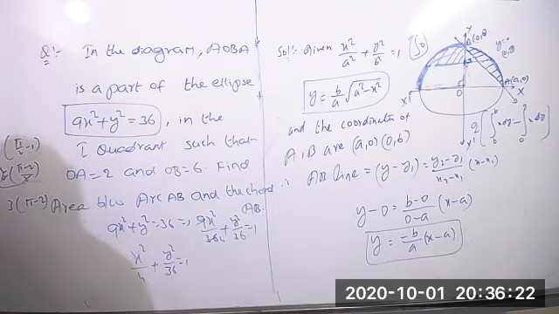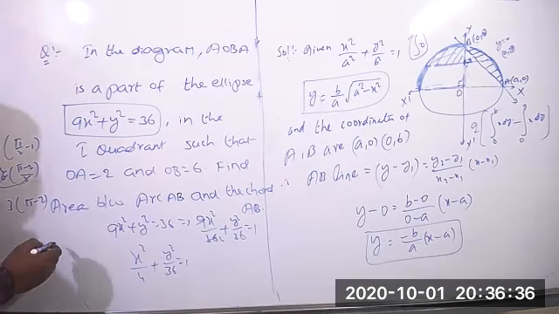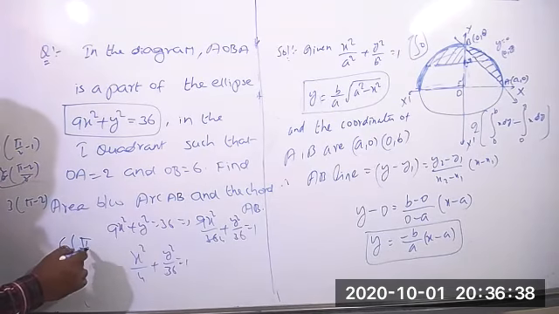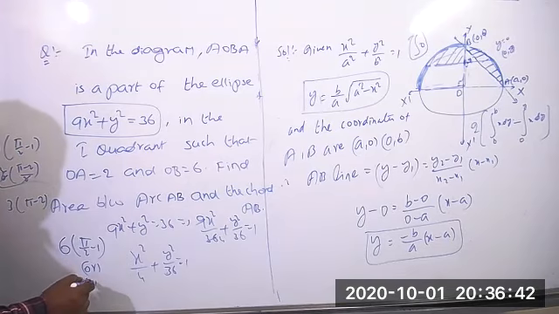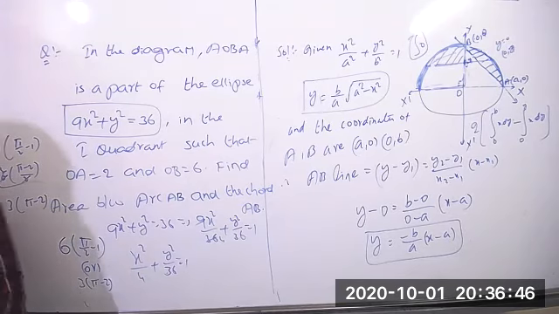Sir, can you tell the answer to this question, sir? Yes, I wrote it here. See now. 6 into pi by 2 minus 1 or 3 into pi minus 2. Both are the same, anything. 6 into pi by 2 minus 1 or 3 into pi minus 2 square units. Anything. Okay?